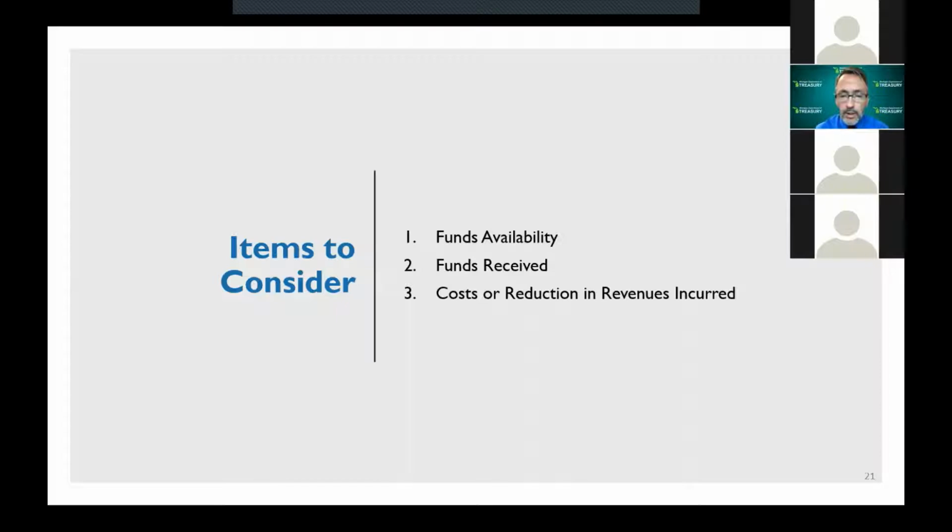That's the first thing. The second thing is funds received, and that just means, did you get the money? Was it received? Is it in your hand? And the third one is, did you incur the costs as stipulated by the act? Because they're going to tell you you can only spend this money on certain things. Or did you have a reduction of revenues? So part of the stipulation in ARPA is, did you have a reduction of revenues for a particular period? So those are the things that you'll want to consider. Next slide, please.